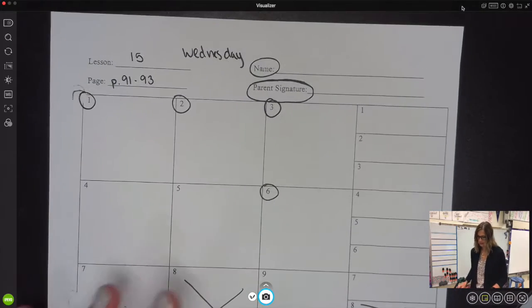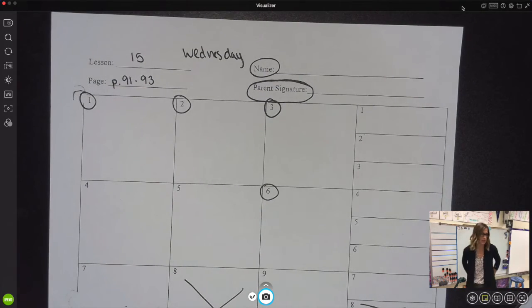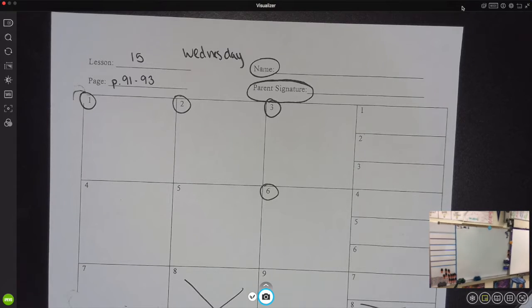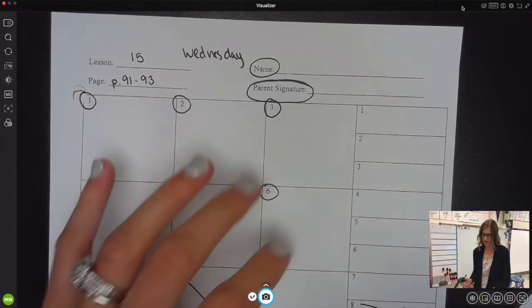Third grade, let's get going on some problems. We are on lesson 15. Let me find where I put my pen. Here it is. So make sure you get your name on the top.